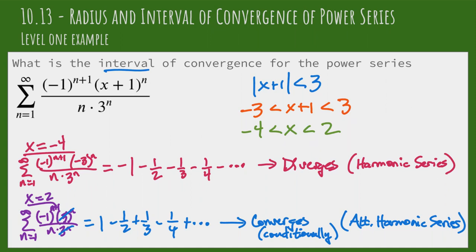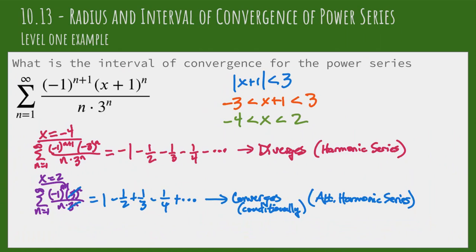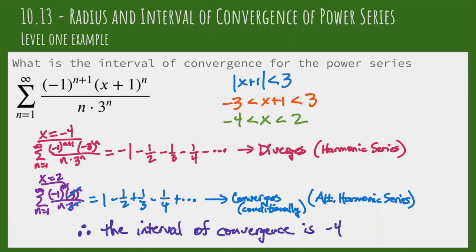So the last thing we're going to do here is write out a summary. So now we can say, therefore, the interval of convergence is, and you can write it either way. You can write it as an inequality, or you can write it in interval notation. I'm going to write it as an inequality. So negative 4 is less than x is less than or equal to 2.